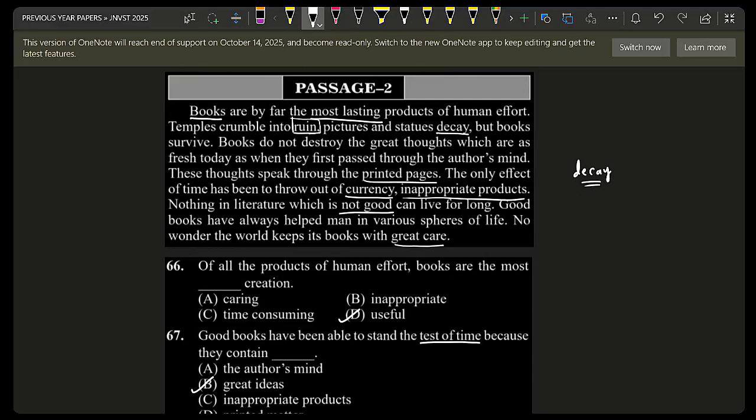Varshini, what is your doubt? Varshini, are you there? Ishika, what is your doubt? Ishika, Sir, what is your doubt? Sir, can you scroll down?